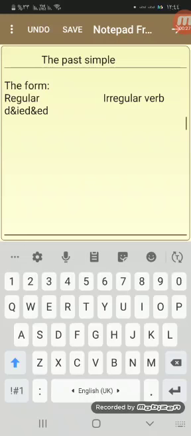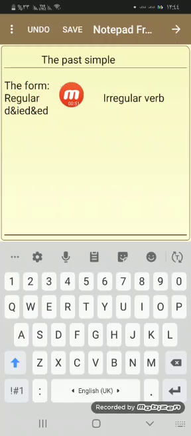The past simple is something that happened in the past and finished. Okay? Things happened in the past and finished. Okay? Let's take the form of the past simple. First, let's take the form.